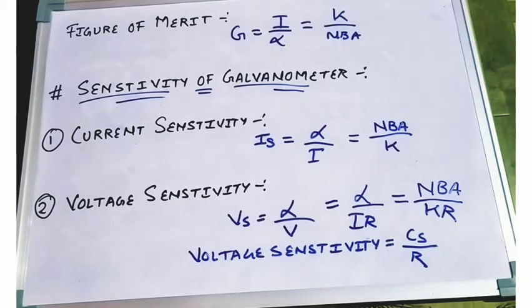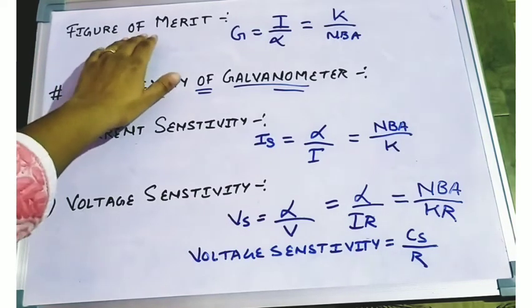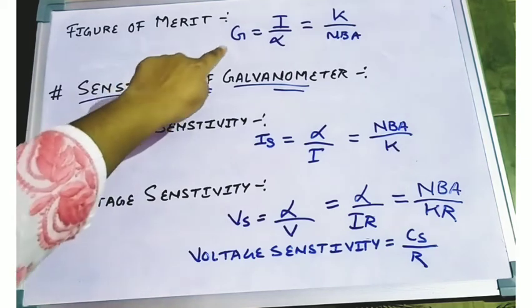Okay, so now this is one of the most important topics of your moving coil galvanometer, in which we are going to talk about some terms, that is figure of merit and sensitivity of the galvanometer, and we are going to discuss all this in detail. Now the first thing is figure of merit.